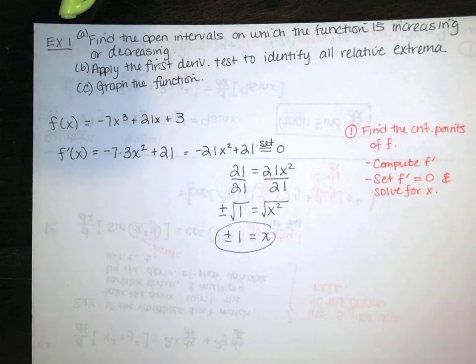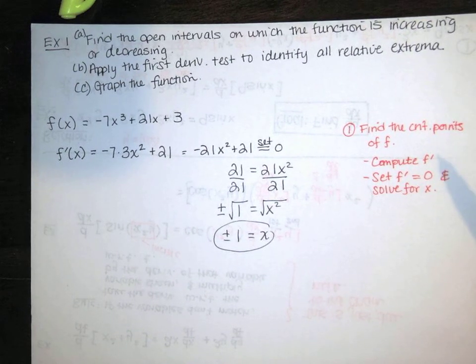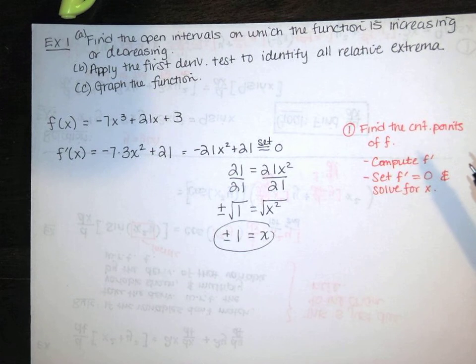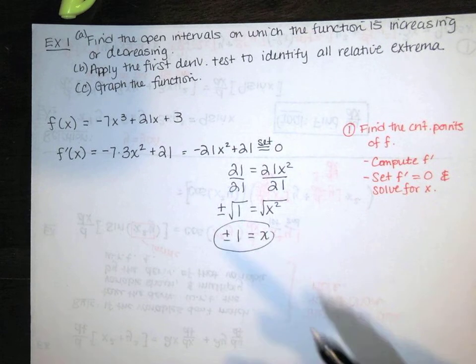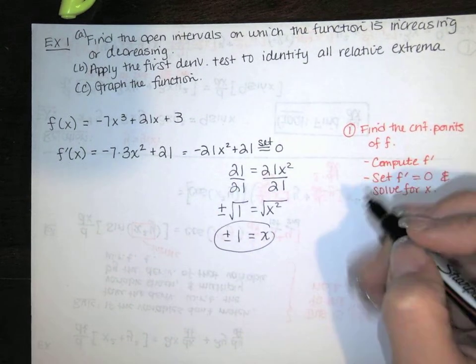Now, we have to think about this a little bit more. Those are two critical points. There may be others. Remember, critical points are x values in the domain for which the derivative is 0 or the derivative is undefined. So you have to go back to the derivative and say, are there any x values in the domain for which this is undefined?